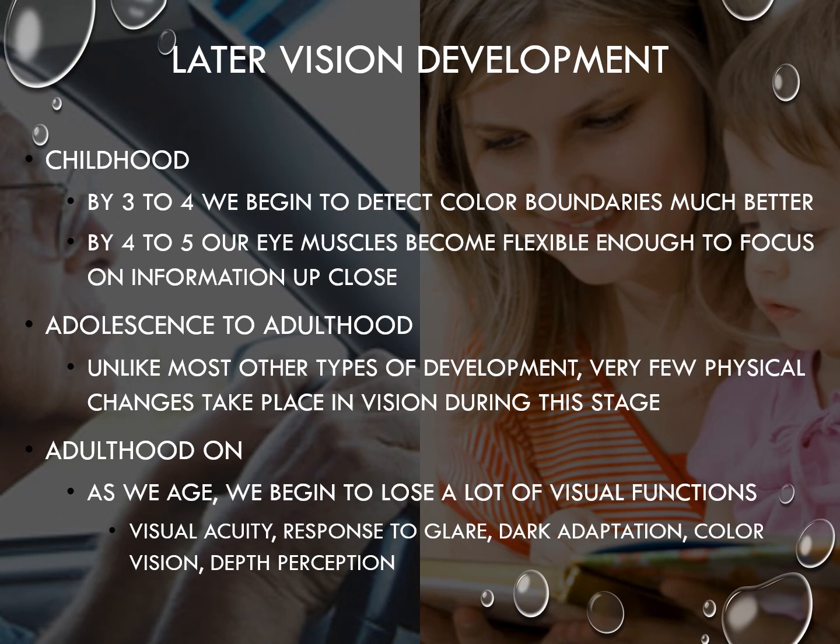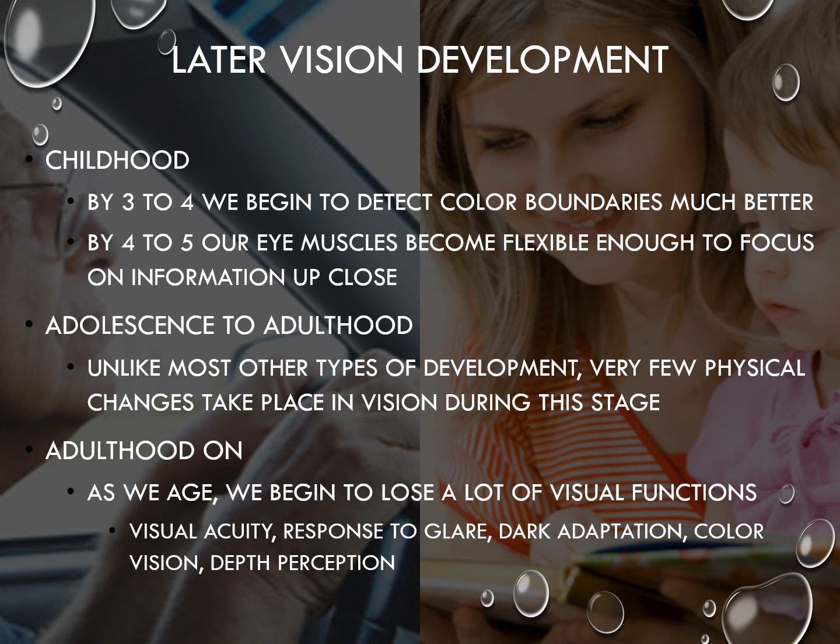This is also paired by the fact that our lenses, even though they're pretty darn good by 2 or 3, aren't quite flexible enough to focus on information that's extremely up close. This is also because our eyes can't move quite as much when we're just 3 or 4 years old.